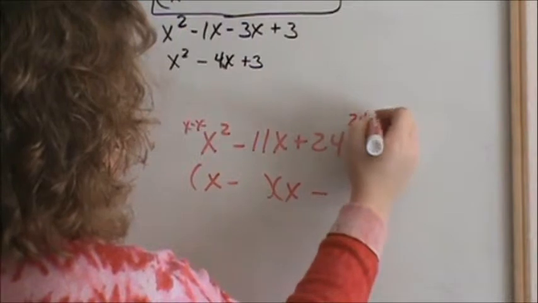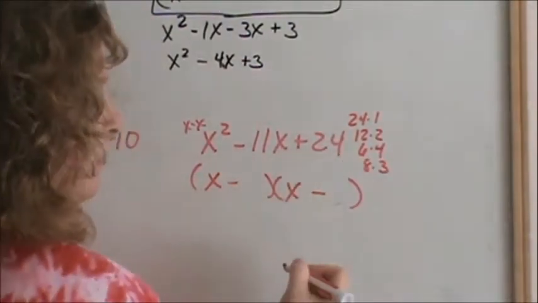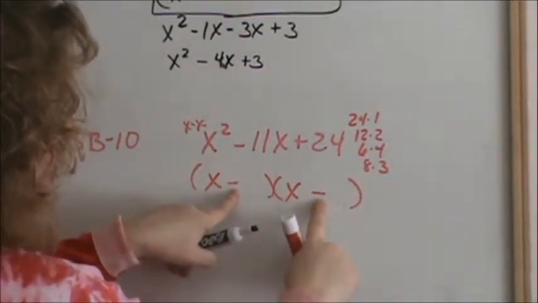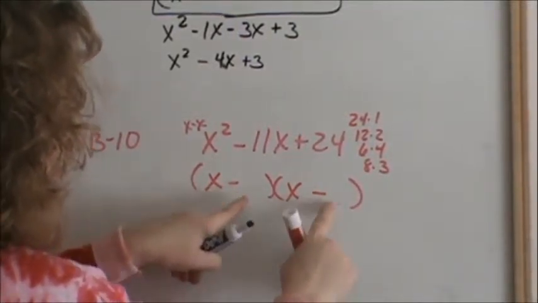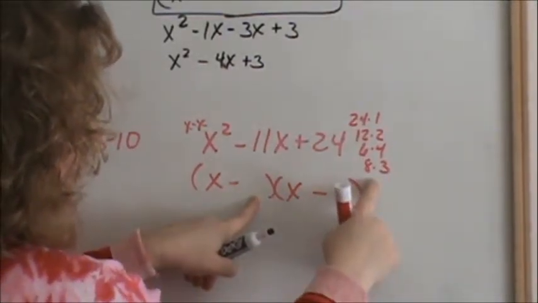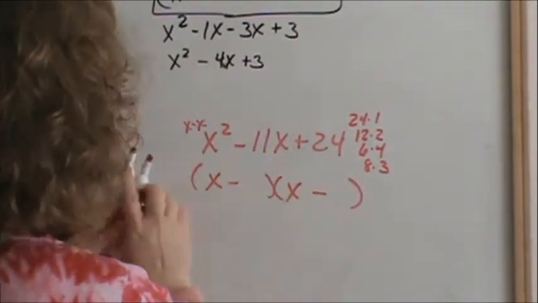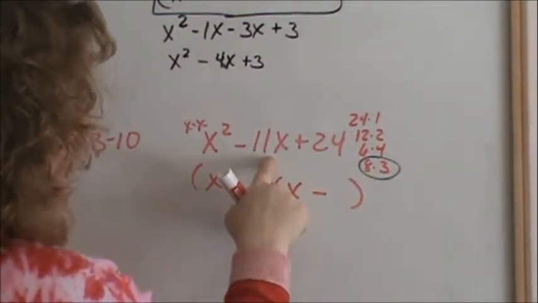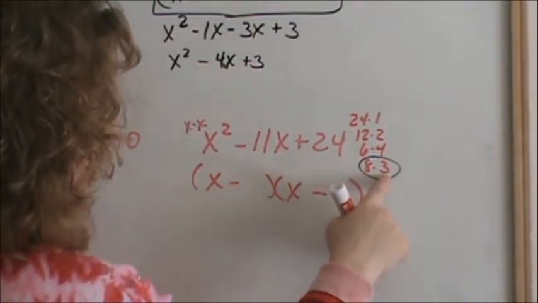So I have 24 times 1, 12 times 2, 6 times 4, 8 times 3. Since I don't have a coefficient here, and these are both negatives, when I do my outside-inside terms, I'll be adding my 2 negatives. I'll be in debt and then in debt again. So I can look at these and see which add to 11. If I had 8 and 3, you see 8 and 3 add up to 11. But we're going to have a negative 8 and a negative 3. Negative 8 in debt, or more in debt, 3.